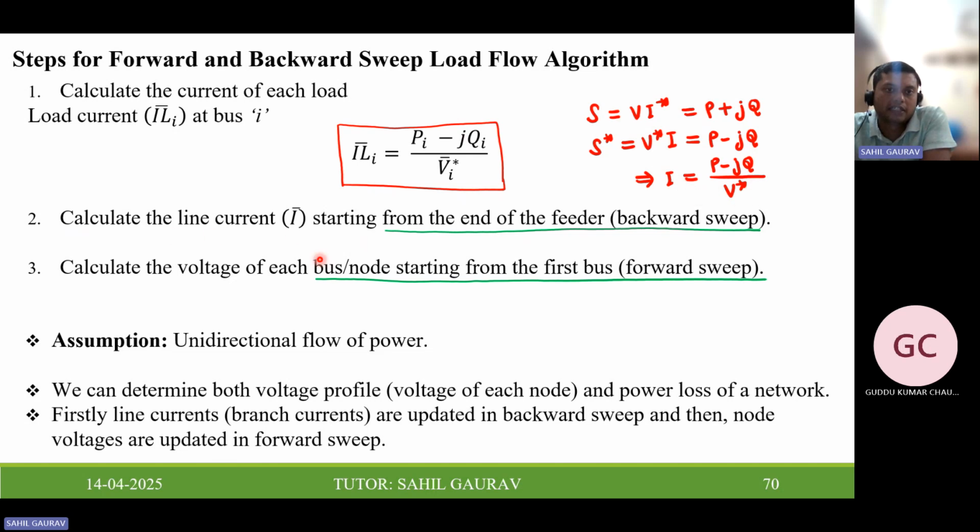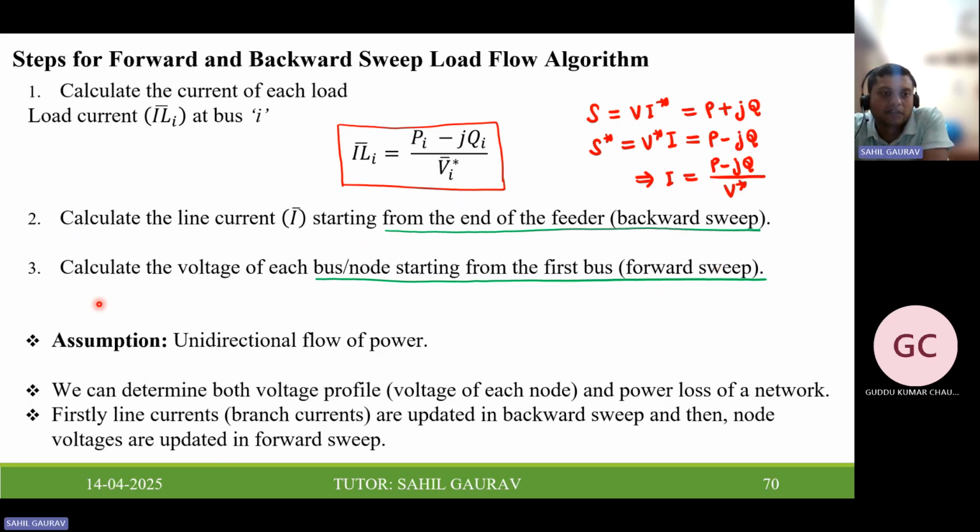Now you calculate the line current starting from the end of the feeder. That's why it is called the backward sweep, so it starts from the backward. And then, after finding the line current, we will find the voltage of each bus node starting from the first bus. That follows the forward path. That's why it is called the backward forward load sweep load flow algorithm.